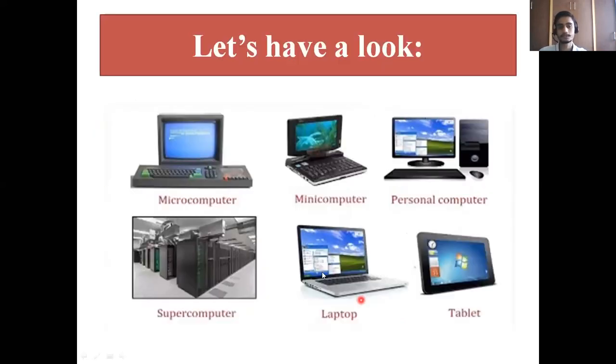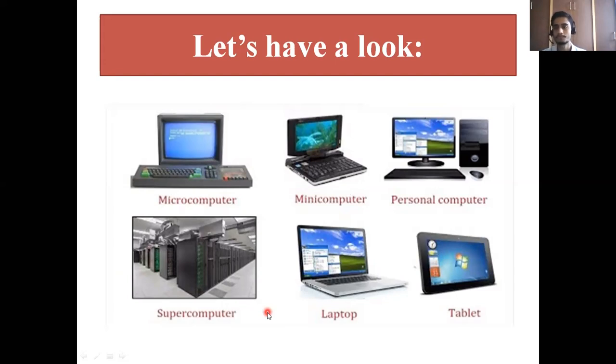So let's have a look. This is the microcomputer. Just watch the picture and enjoy. You don't need to take the extra burden of the computer subject. It will be an interesting session with me, and I hope you will enjoy all the sessions of computer classes. Let's see how the microcomputer and mini computer look, and we mostly use the personal computer. In all the pictures you can find the monitor, a TV-like structure, but in the supercomputer you will not find a TV-like monitor. They are all big systems.